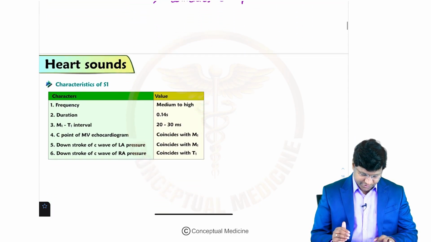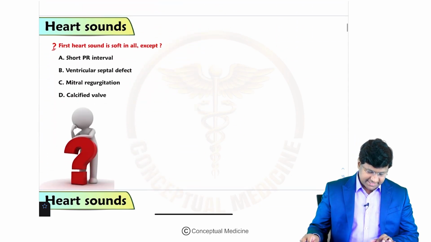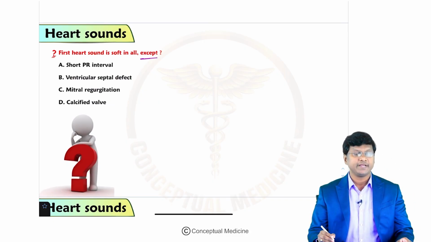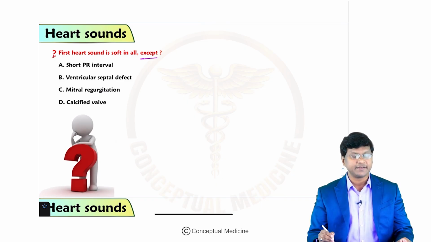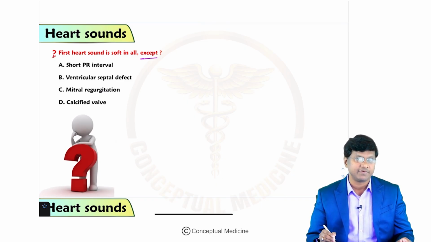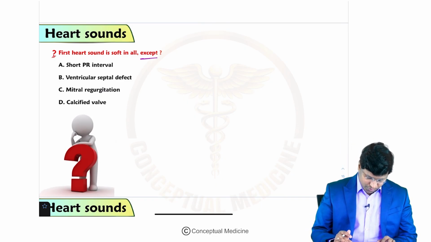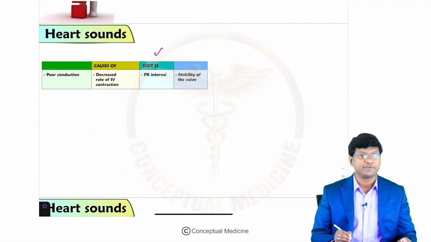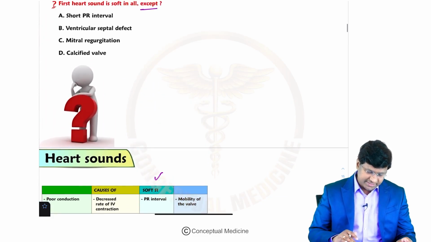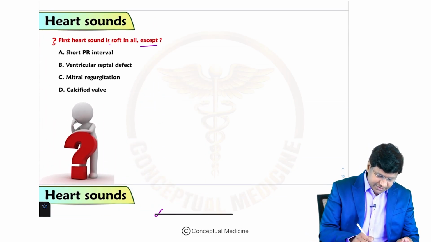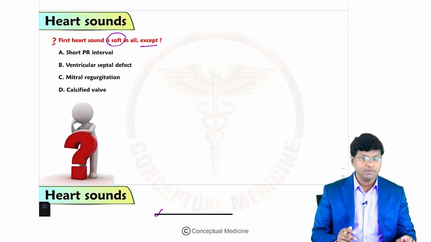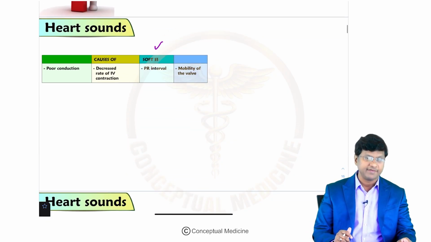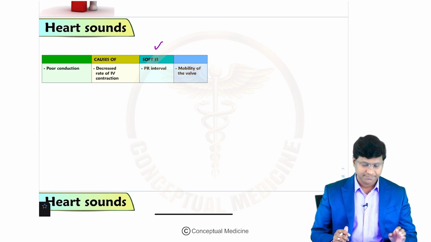So you see this question. The first heart sound is soft in all except: short PR interval, ventricular septal defect, mitral regurgitation, the calcified valve. If you take the causes of the soft first heart sound, the question is, the first heart sound is soft in all except. So let me discuss all the conditions where you have soft first heart sound.